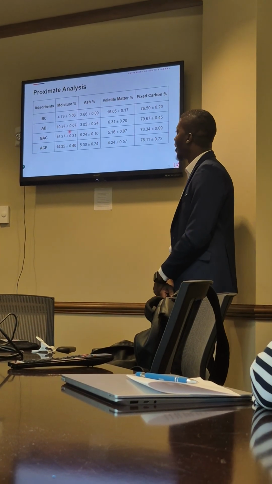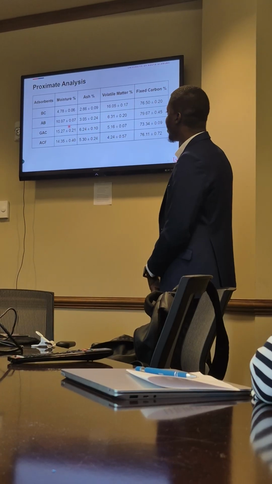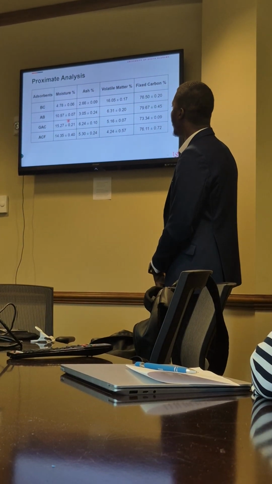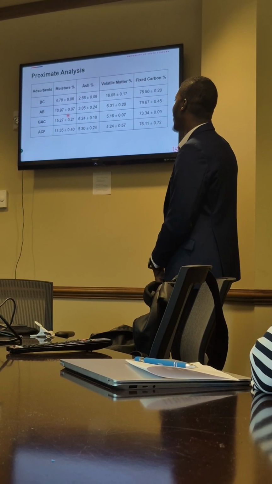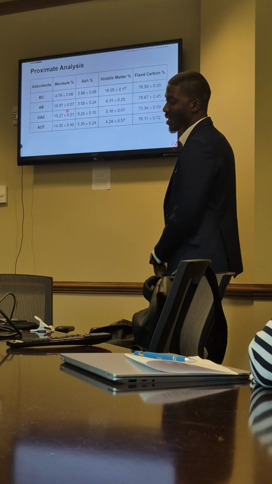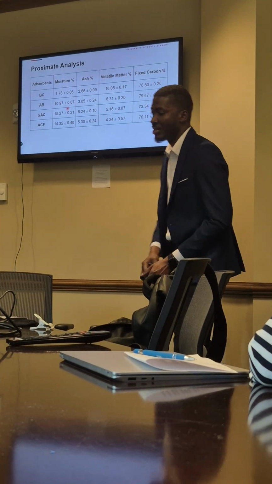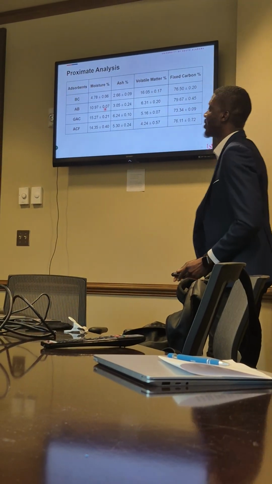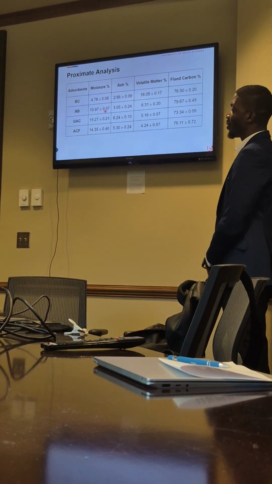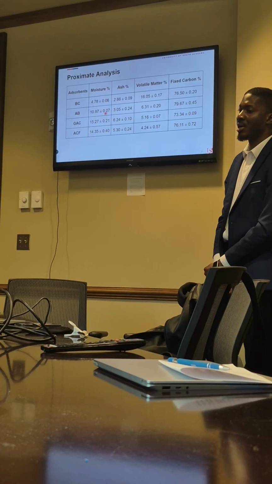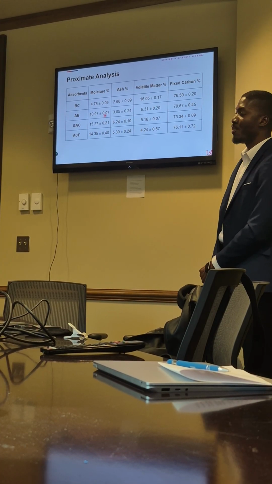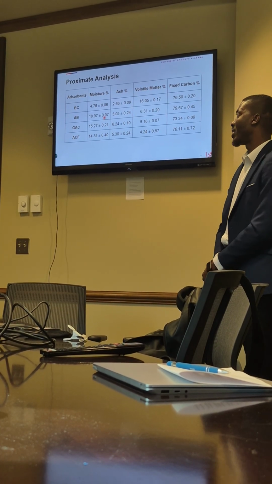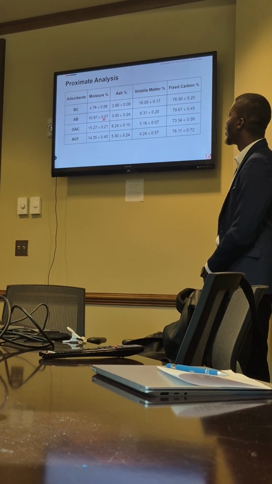So for our biochar, we can see our moisture content was a little bit small, and we had a lot of volatile matter, about 16%. After activating biochar, that is AB here, we had an increase in our moisture content. And this increase in our moisture content just gives us an indication that some pores have been created, thereby the material has even started attracting moisture in the environment.